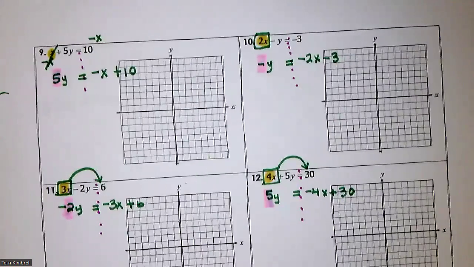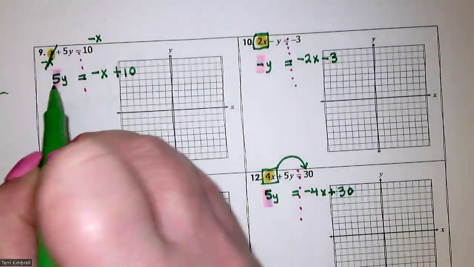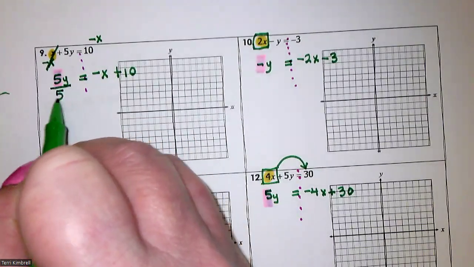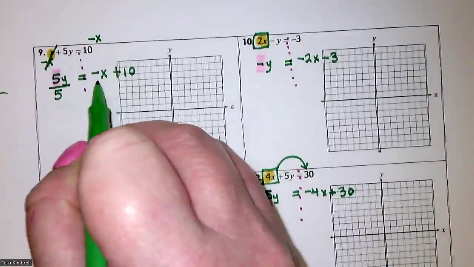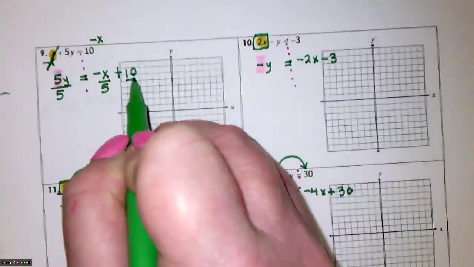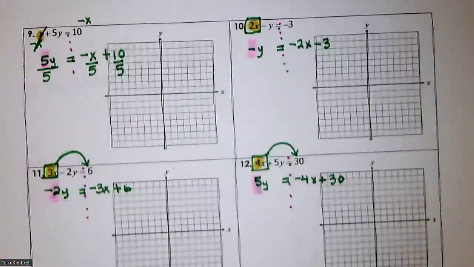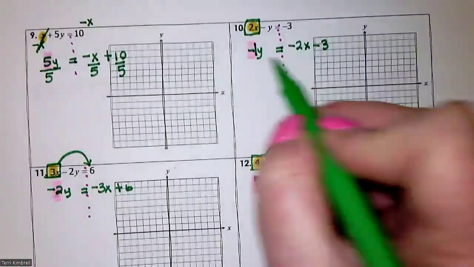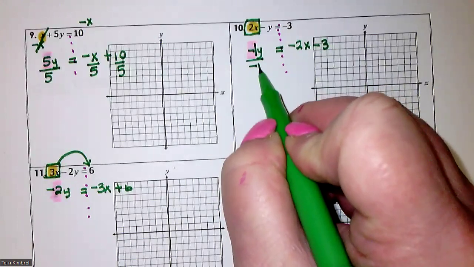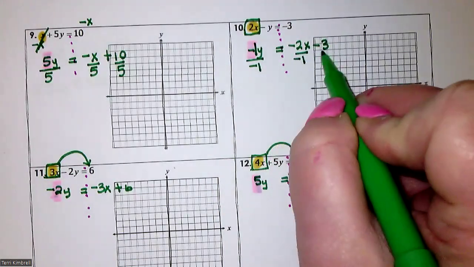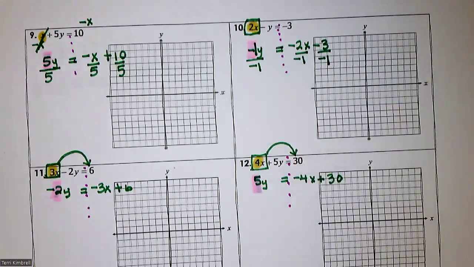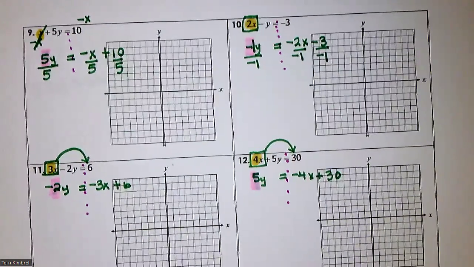Okay, after you have done that, we are now going to divide by that number. So I'm dividing everything by 5. This one, the slope, and the y-intercept. Okay, do that next. I'm dividing by -1 this time. I'm dividing it to the slope and to the y-intercept. Okay, pause the video.